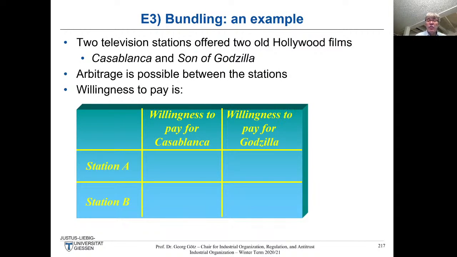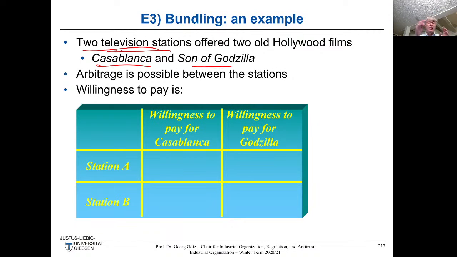Our first example of bundling is a rather famous example. It goes back to a paper by George Stigler, University of Chicago, industrial organization economist. You are a Hollywood studio, and you offer your Hollywood films to TV stations. Suppose we make a very simple package or bundle. It consists only of two films: Casablanca and Son of Godzilla.